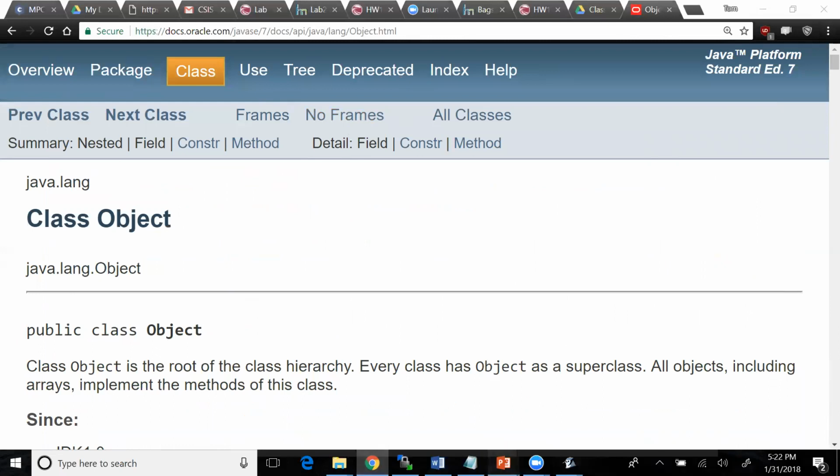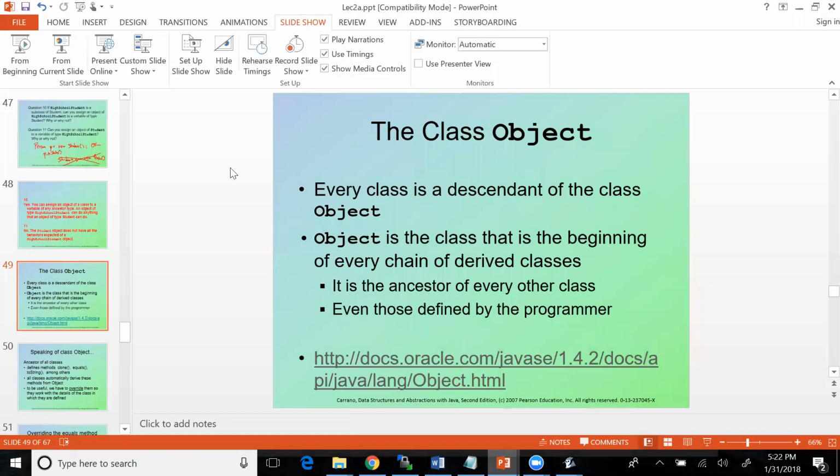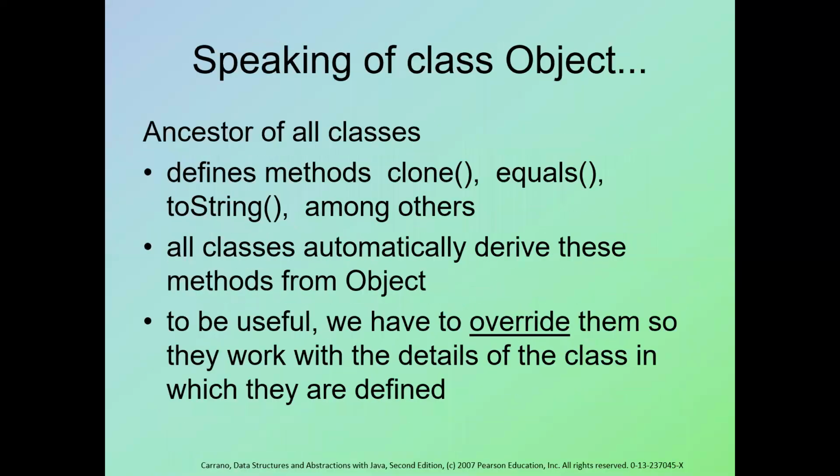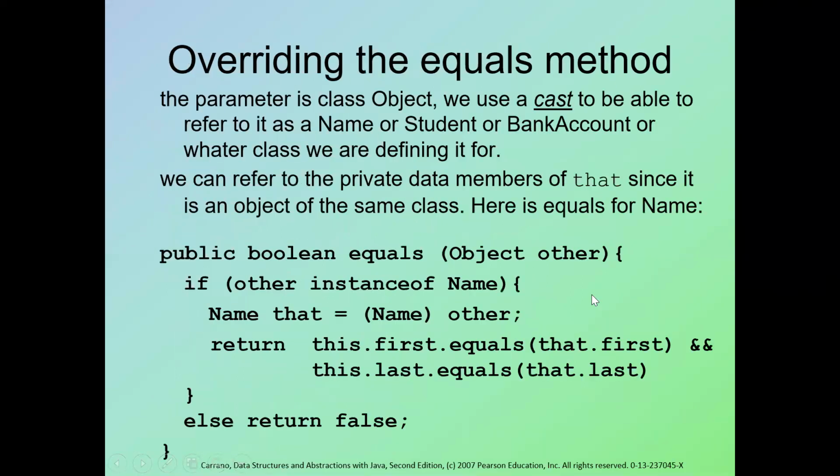So that is the Object class. It defines clone, equals, toString, among others. All classes automatically derive these methods from Object. To be useful, we have to override those methods so that they work with the details of the class in which they're applied. So here we are, back to overriding the equals method. The parameter is class Object, and we're using a cast to be able to refer to it as a name or student or whatever. This is the equals method for the Name class.